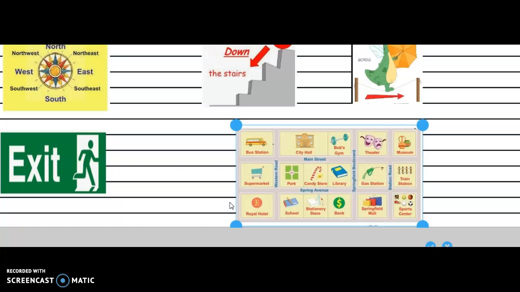Okay, this is the activity for today. You need to complete the sentences with the prepositions between, next to, and across from, according with the map. Okay, this is the activity for today.